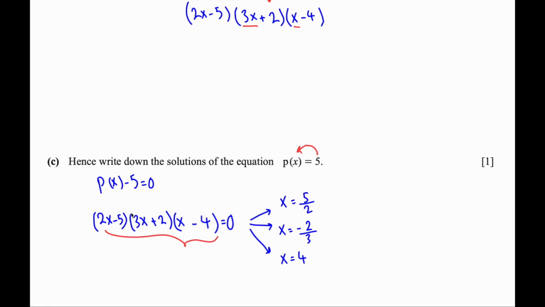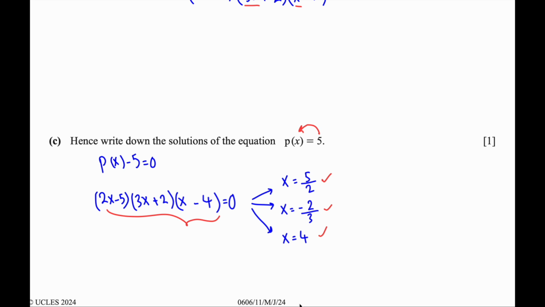You've got three linear factors. You put each one of them equal to 0, and they lead to three distinct answers, which are all acceptable since there is no limitation on the value of x.